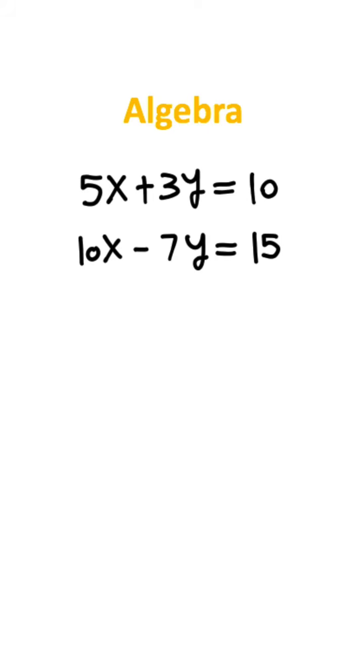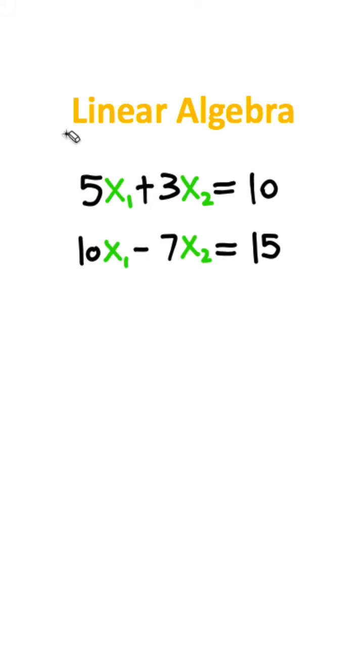Now, very similarly in linear algebra, we could write the same system of equations, but we would probably write it like this, where we have x1 and x2 be the unknowns instead. Now, the reason for this is simply because in linear algebra, you're going to have to be dealing with much larger systems of equations than you do in algebra.